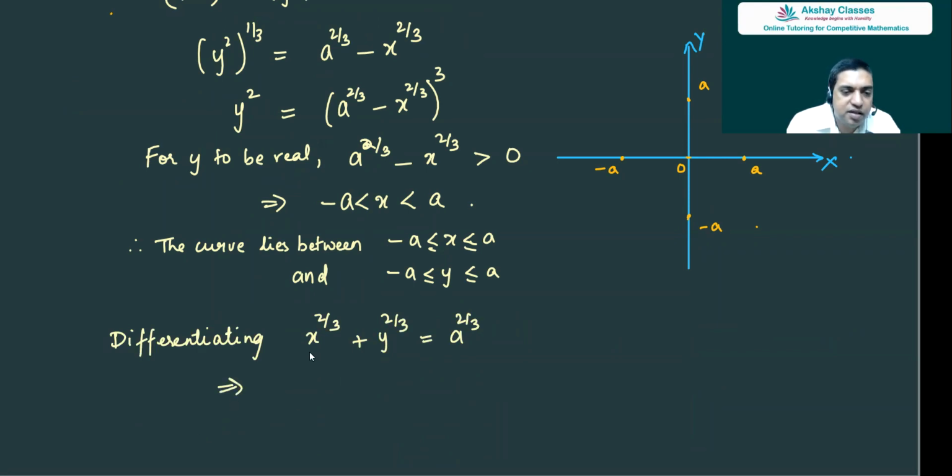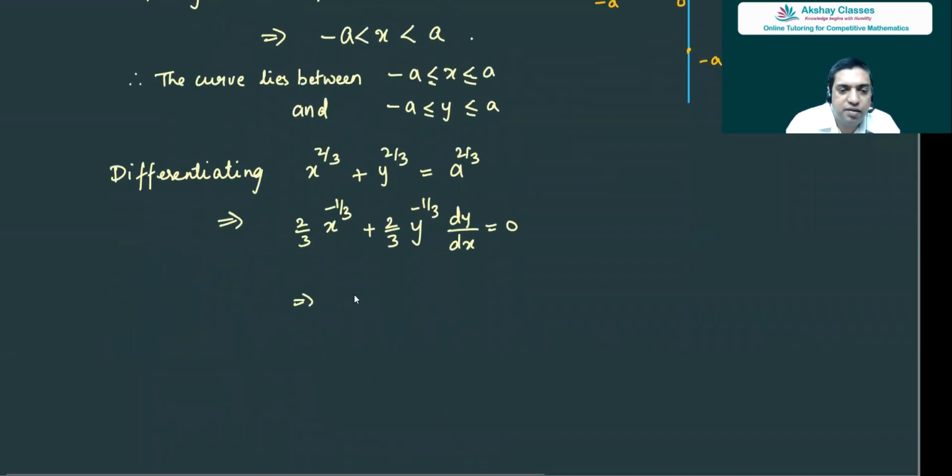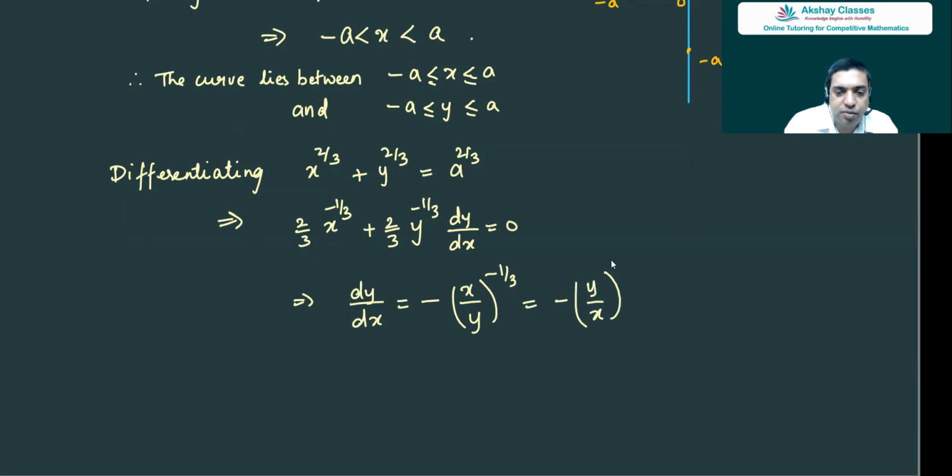So when we differentiate this, we get 2 by 3 x to the power minus 1 by 3 plus 2 by 3 y to the power minus 1 by 3 dy by dx equal to 0. So 2 by 3 goes, and we have dy by dx is equal to, take this to the left hand side, minus of x over y to the power minus 1 by 3, or this is same as minus y by x to the power 1 by 3.